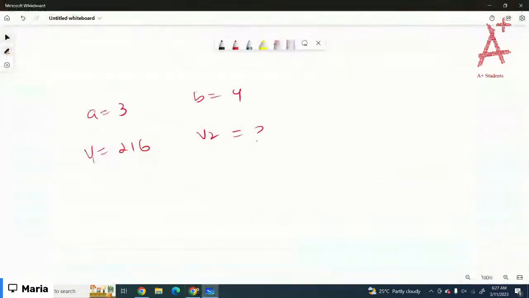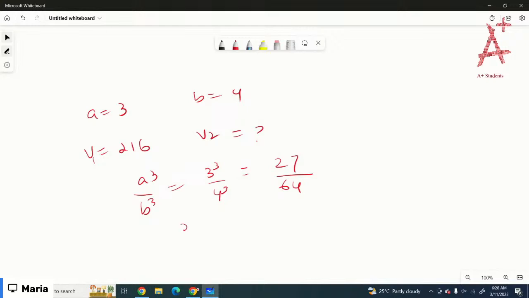Okay, so you have to calculate the cube of the corresponding ratios. 3 cube divided by 4 cube. 3 cube is 3 times 3 is 9, and 9 times 3 is 27. 4 times 4 is 16, and 16 times 4 is 64. So let's just calculate 27 over 64.